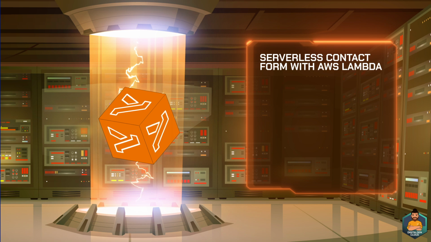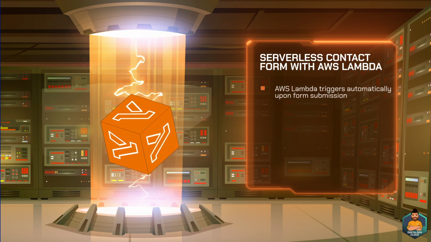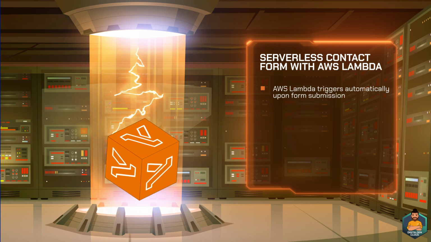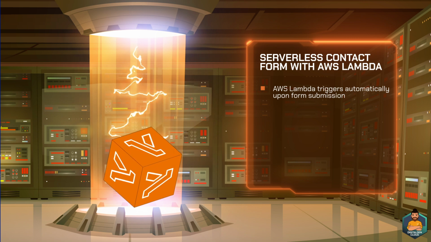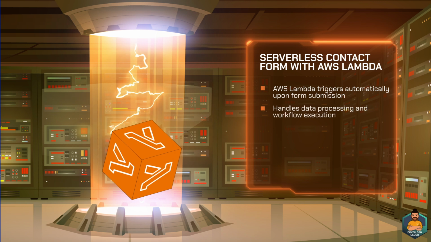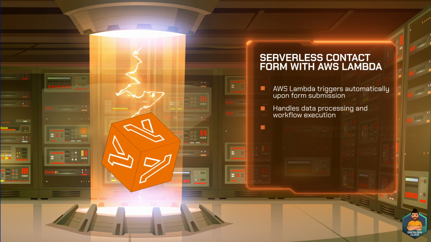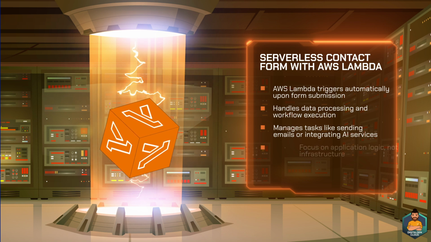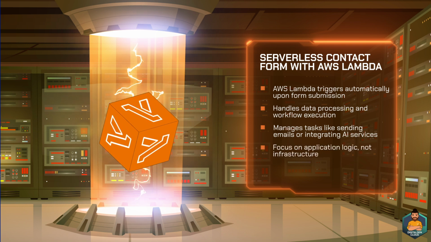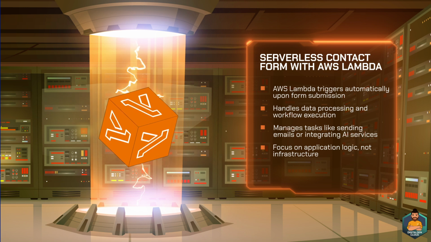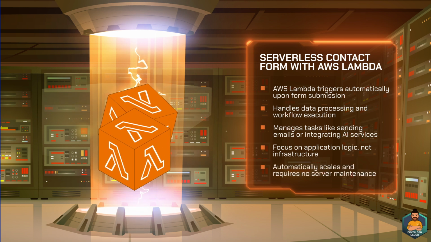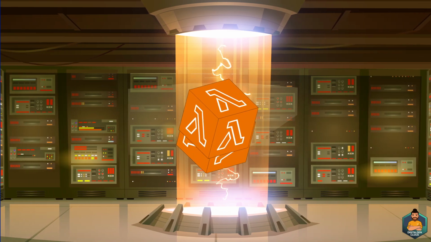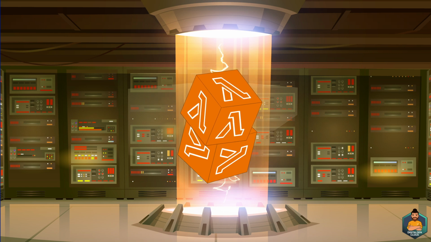Within your serverless contact form solution, AWS Lambda will automatically run the code that handles new form submissions. So each time someone fills out the form, Lambda is triggered, processes the data, and handles the rest of the workflow, such as sending emails or integrating with AI services. By using Lambda, you can concentrate on the application logic, while AWS manages behind-the-scenes operations like scaling and server maintenance. Next, you will explore Lambda's key features and how they benefit your serverless contact form solution.